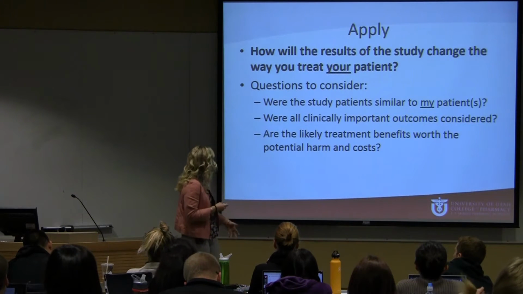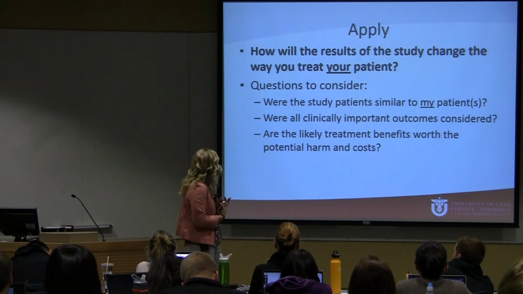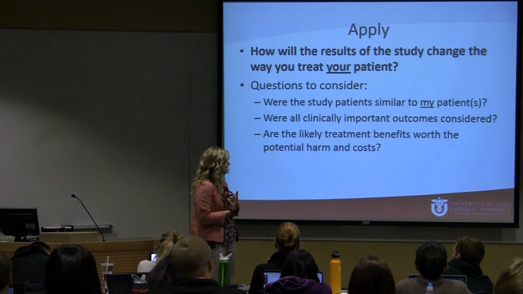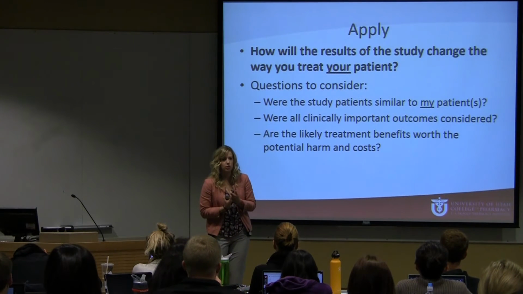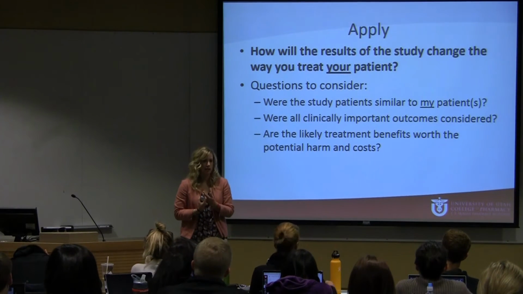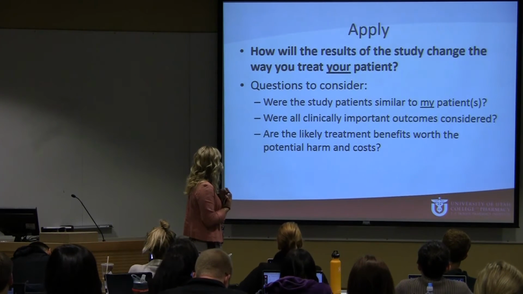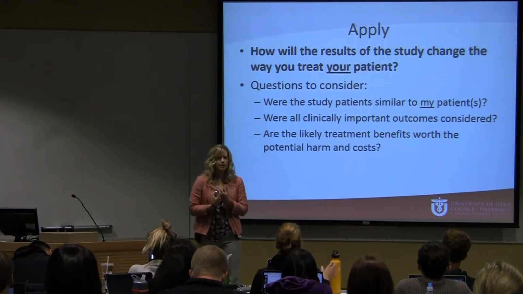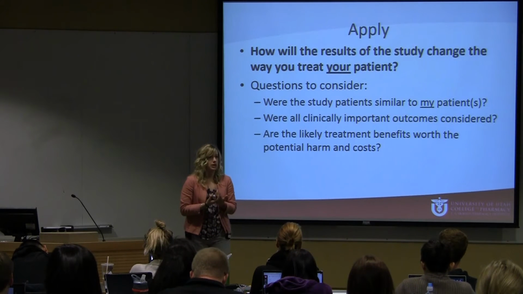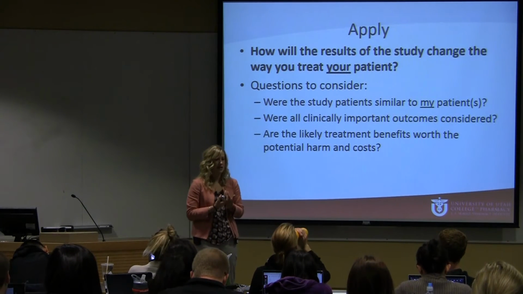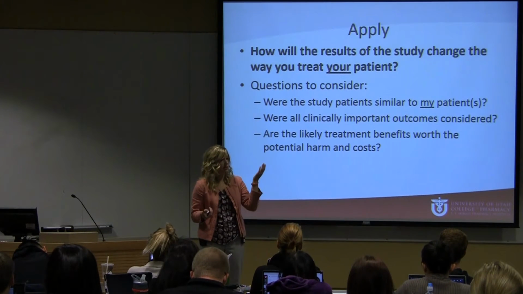So things to consider: were the study patients, again, similar to my actual patient that's standing here in front of me? Were all clinically important outcomes considered? Did we look at all of the things that we think are important? Would death be important in this study and we didn't look at it? Are the likely treatment benefits worth the potential harms and costs? That's something we talk about a lot. What is the harm with this medication that you're potentially giving this patient, and does it outweigh the benefit? We won't use it if the harm outweighs the benefit, or does the benefit outweigh the harm?